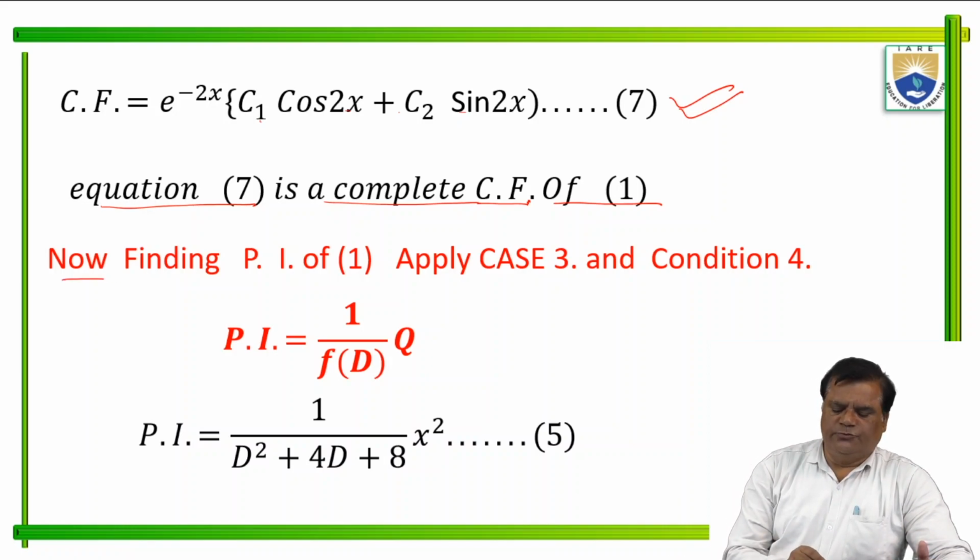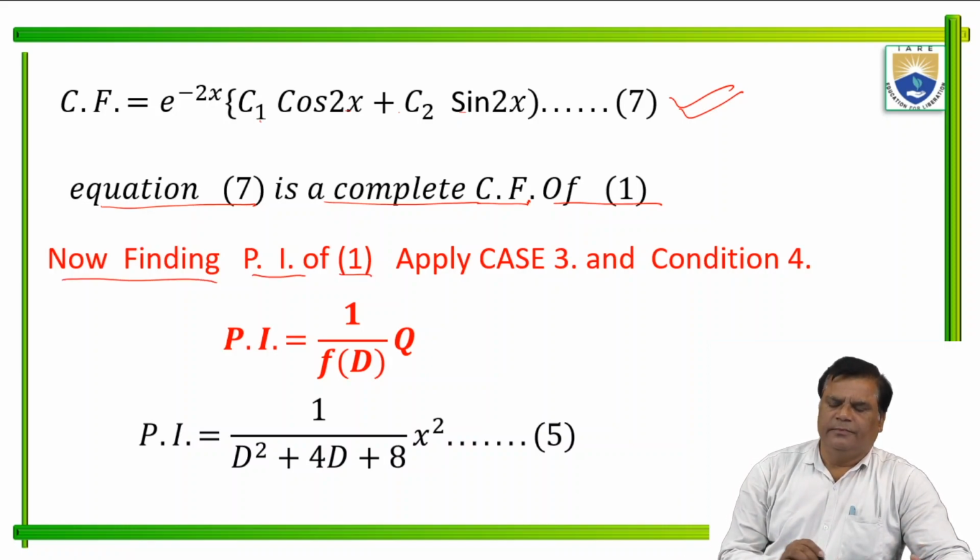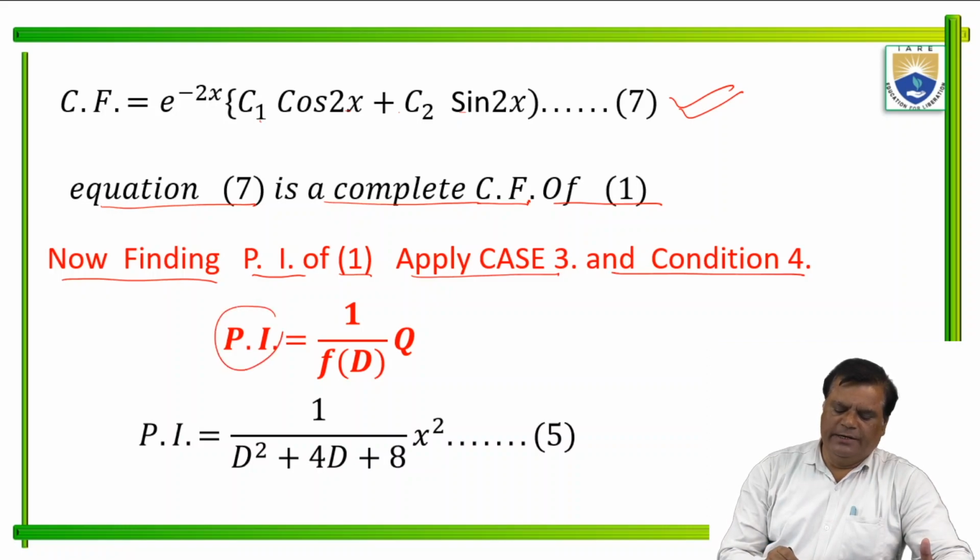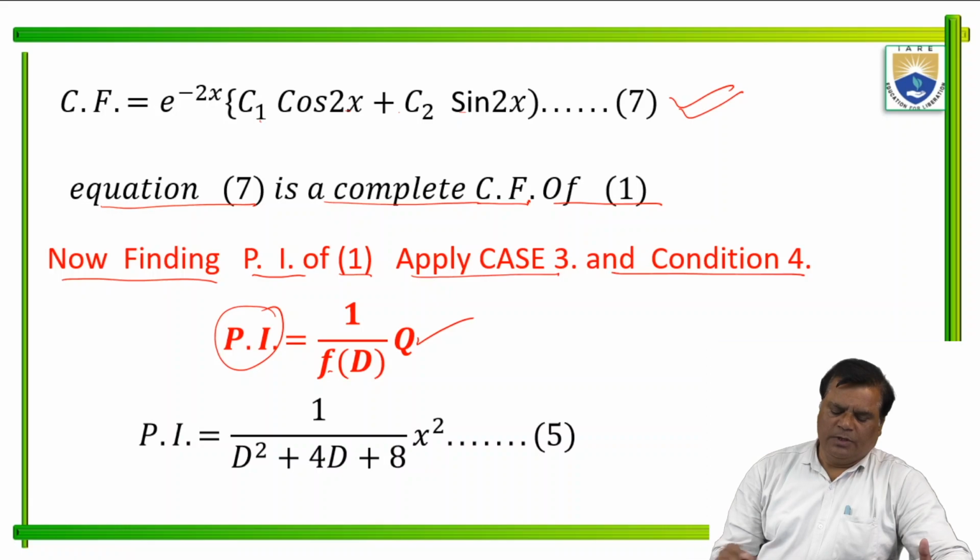But now, finding PI of equation 1, we apply case 3 and condition 4. So what is the condition here? Particular integral is equal to 1 upon f(D) into Q. PI is equal to 1 upon f(D). What is f(D) here?